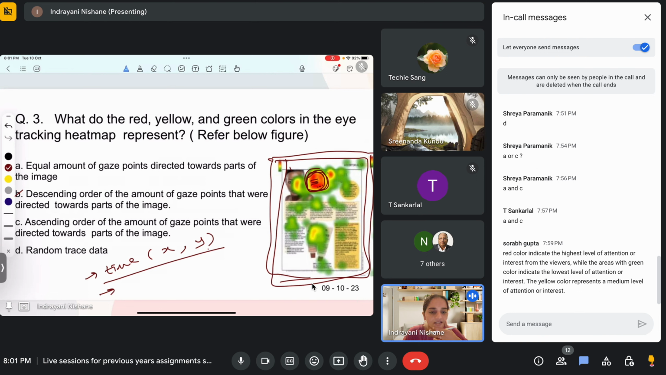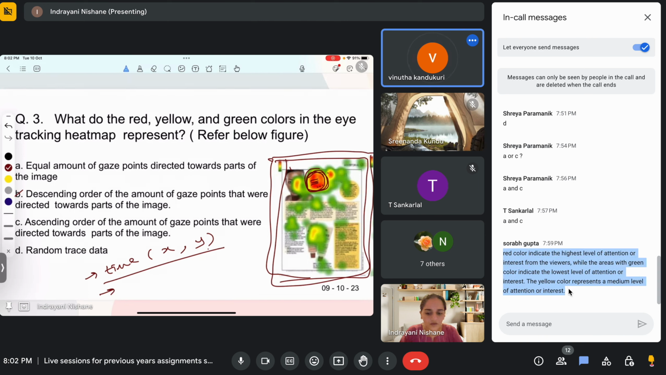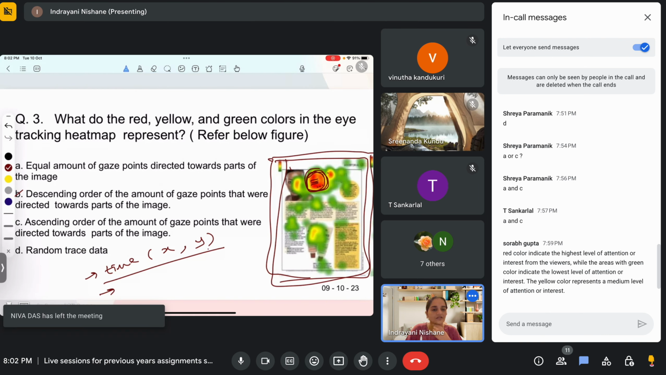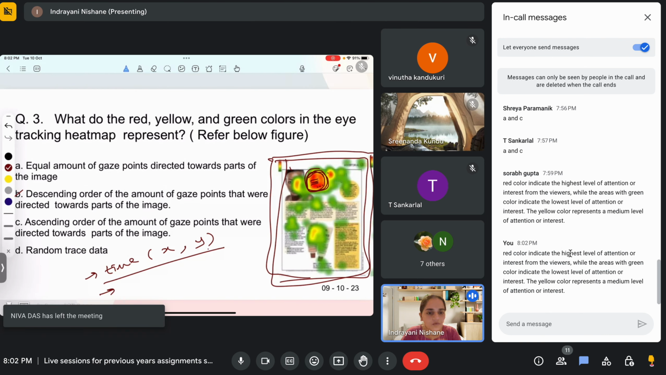Yeah, so we have a nice explanation in the chat box also. Red color indicates the highest. Okay, yeah, I will post it once again. It's a very nice explanation. Red color indicates the highest level of attention or interest from the viewers, while areas with green color indicate the lowest level of attention.